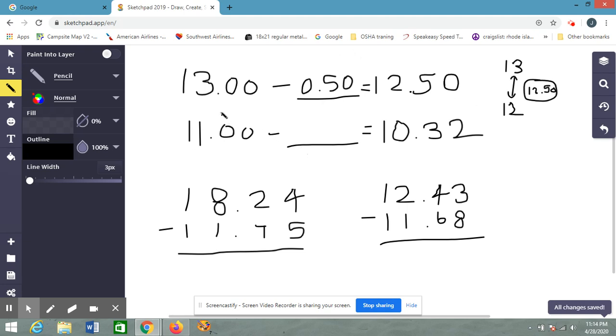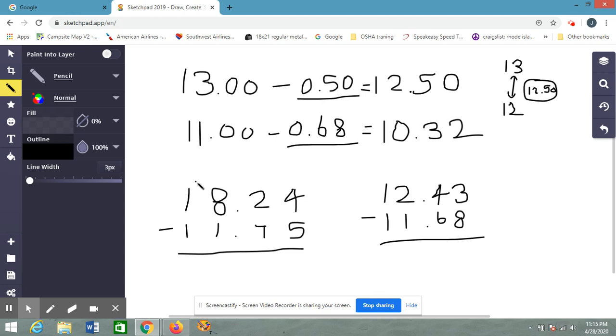So for this one, for example, we have 11 as our whole number, minus however many hundredths to get to 10 and 32 hundredths. So, well, what is it? We'd have to count, and it would be 68 hundredths. Again, working with subtraction and addition, another way you could think about this is how many do I need to add to 10 and 32 hundredths to get to 11? So easy. That'll be the first part in the work today. And then just more borrowing and carrying.